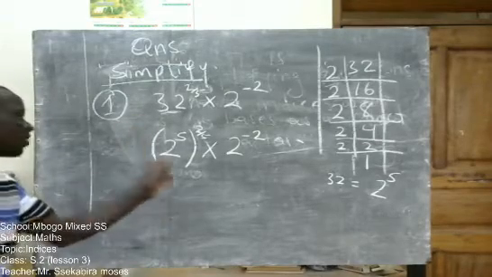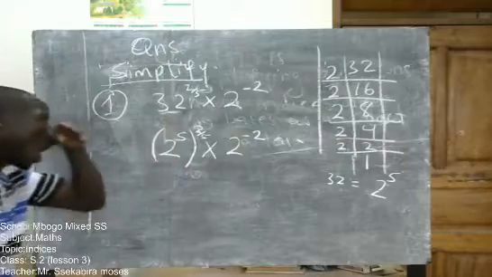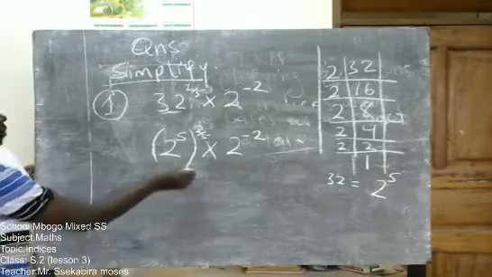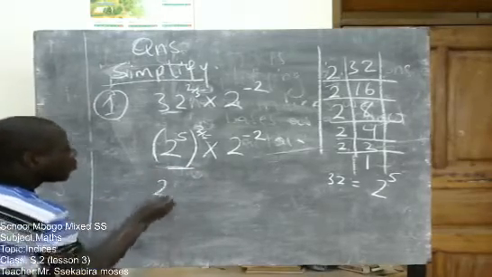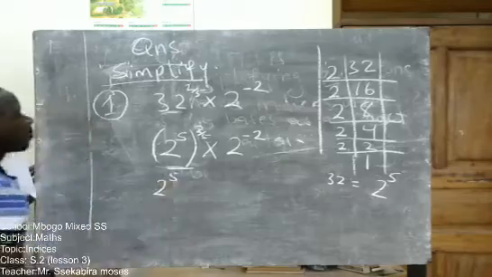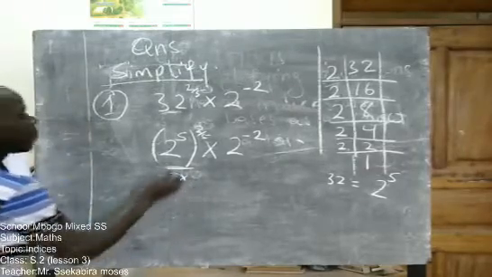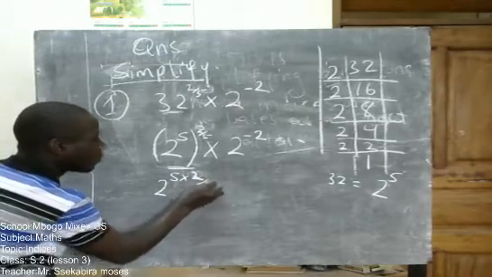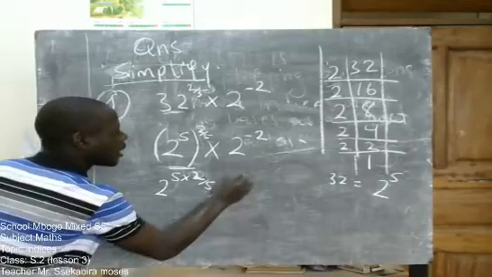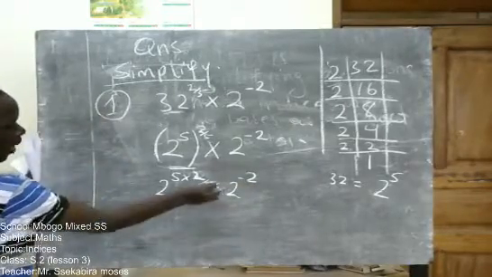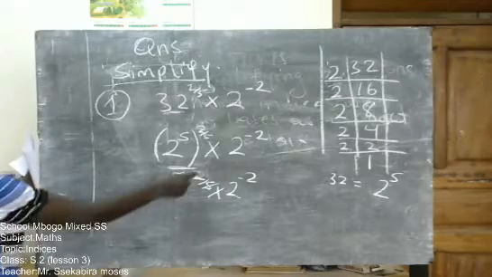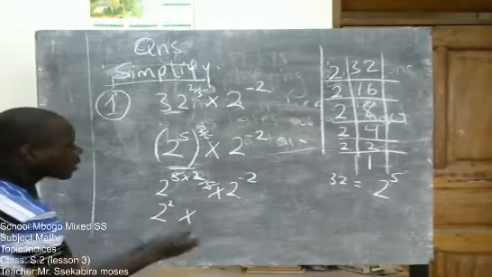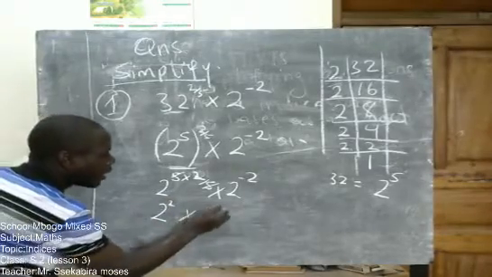Now we apply rules. Remember, when we have a value inside the bracket with a power and the bracket has a power, the powers are multiplied. So we get 2 to power 5 times 2 over 5, times 2 to power -2. Now this 5 is going to cancel with the 5 such that we remain with the 2. We are going to have 2 to power 2 times 2 to power -2.